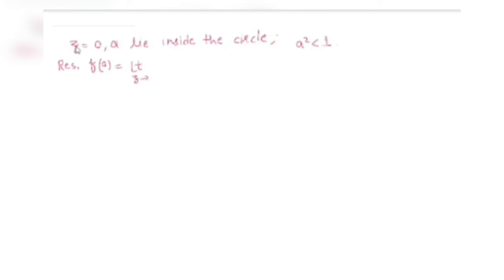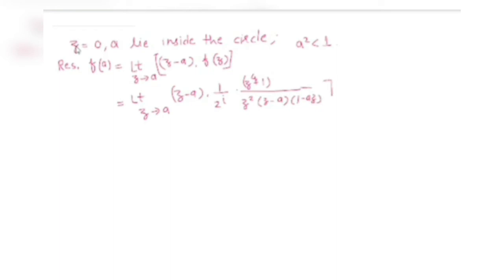Here we are getting a simple pole, so the residue will be limit z tends to a of (z minus a) times f(z). We put the value of the function, which is 1 by 2i times (z to the power 4 plus 1) divided by z square (z minus a)(1 minus az). The z minus a terms cancel out each other, and 1 by 2i is a constant value, so we can take it outside the limit: 1 by 2i limit z tends to a of (z to the power 4 plus 1) divided by z square (1 minus az).